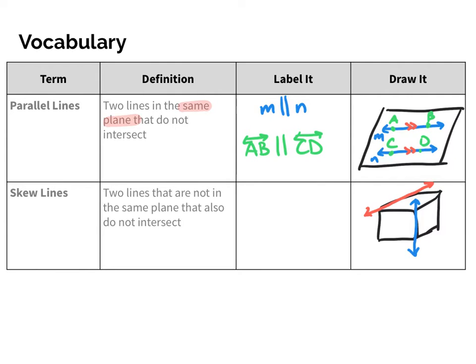So skew and parallel are very similar. The difference is that they lie in different planes, okay? Now, in terms of the label for skew, you're not going to see anything special. You will just see the word skew being written. So again, if I were to fit labels to this and say that this was line M and this is line N, you would just see that line M and N are skew. No symbol there for skew lines.